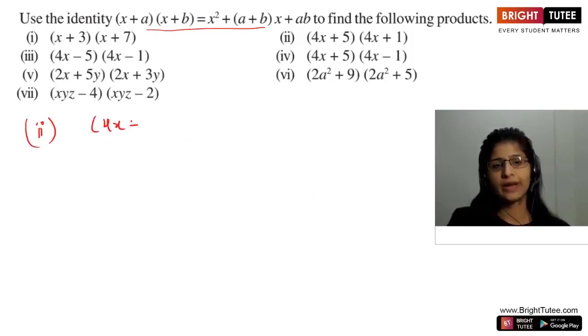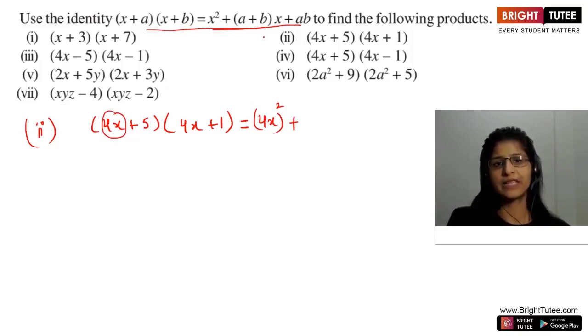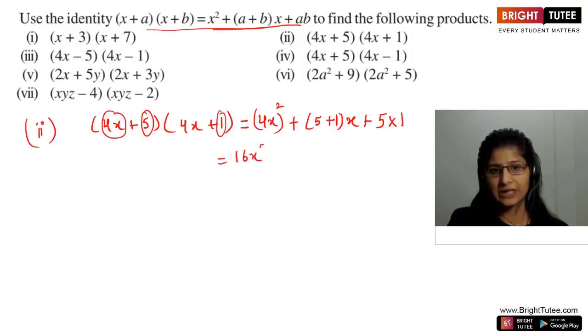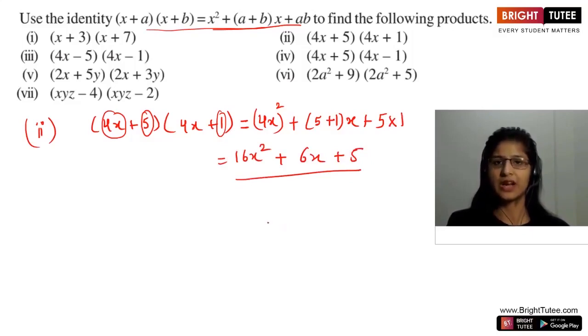We have 4x plus 5 multiplied with 4x plus 9. So using this identity now, what is x square for us? 4x. So (4x) whole square plus (a plus b) we have to add. a is 5 here, b is 9 here. So (5 plus 9) into x plus ab we have. So just see, 4 fours are 16x square plus 5 and 9, 14x, plus 45. So this would be the answer. So directly using the identity we can easily solve it, right?